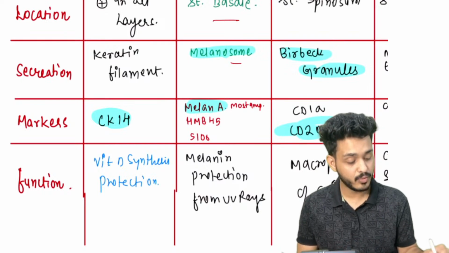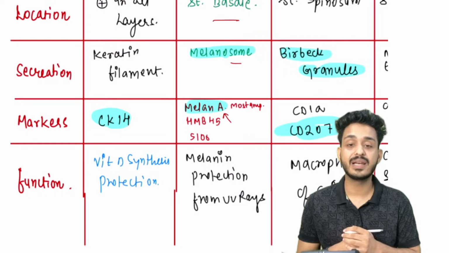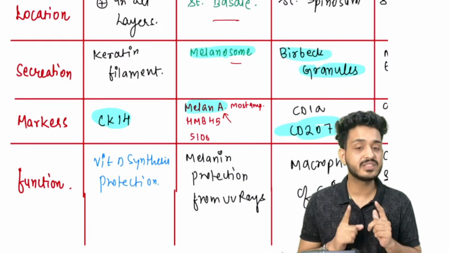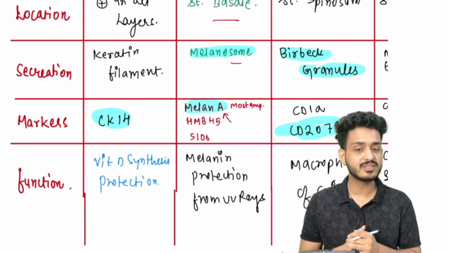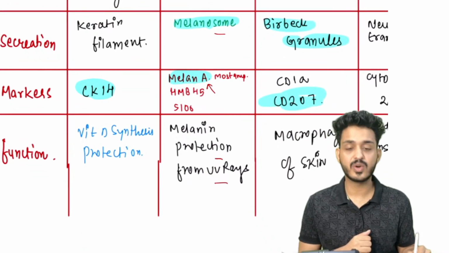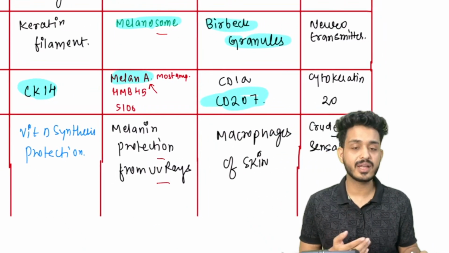First one is your Melan-A. Melan-A is the most important marker. We are having HMB-45. We are also having S100. Melanin's function is protection from UV rays. It will be imparting color to the person.